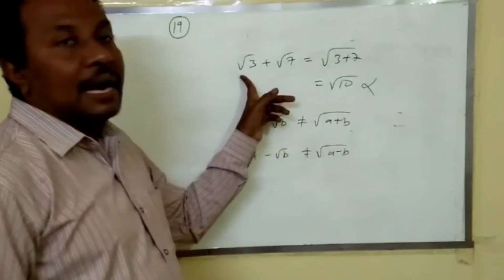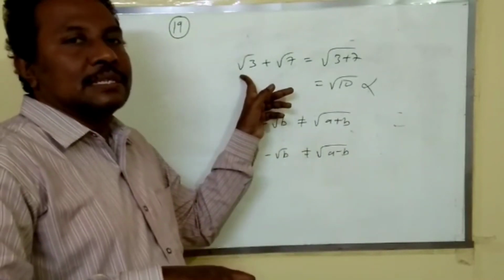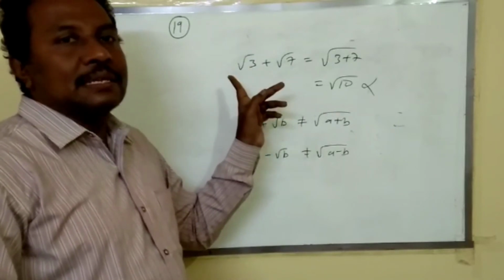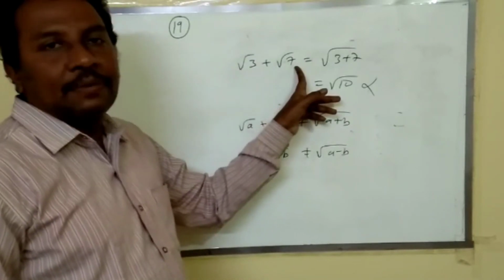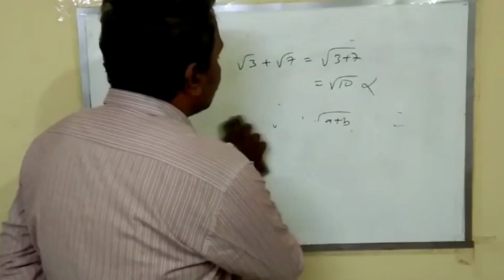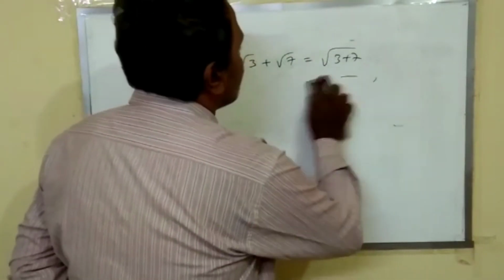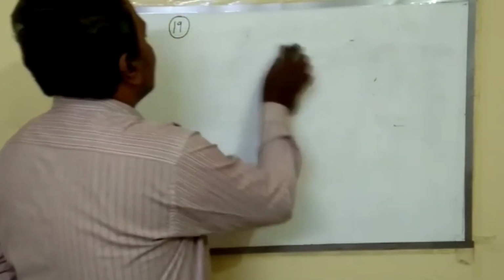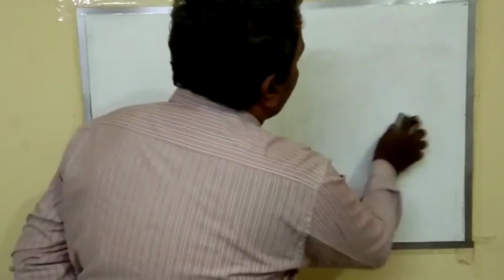We have to add the multiples of those surds, but not the surds themselves, and the radicands must be equal. So this is how you have to operate any two surds. Hope you understood.